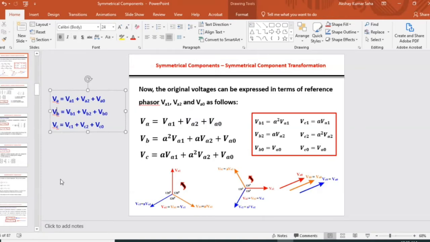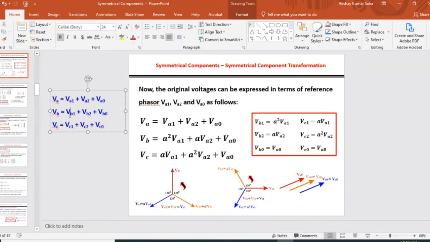The second equation is for phase B, meaning the actual phase voltage of phase B. It is VB1, VB2, and VB0 added. So what is VB1? We did it from looking at the diagram. That's what I was trying to explain yesterday, that if we don't remember, this one is easy to remember: VA1, VA2, VA0, VB1, VB2, VB0, VC1, VC2, VC0. There should not be any problem.